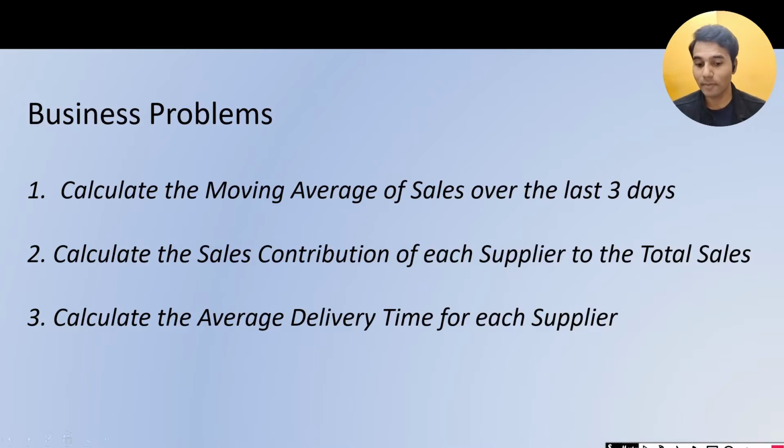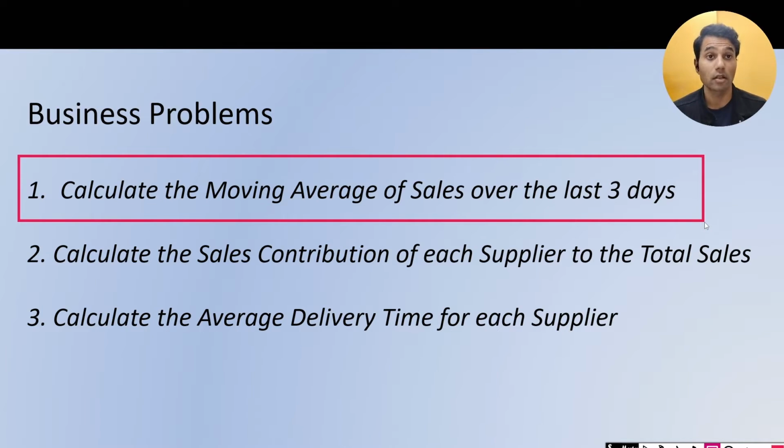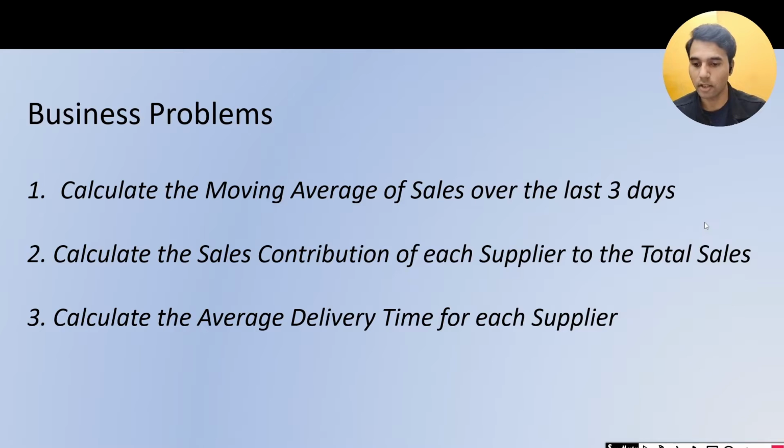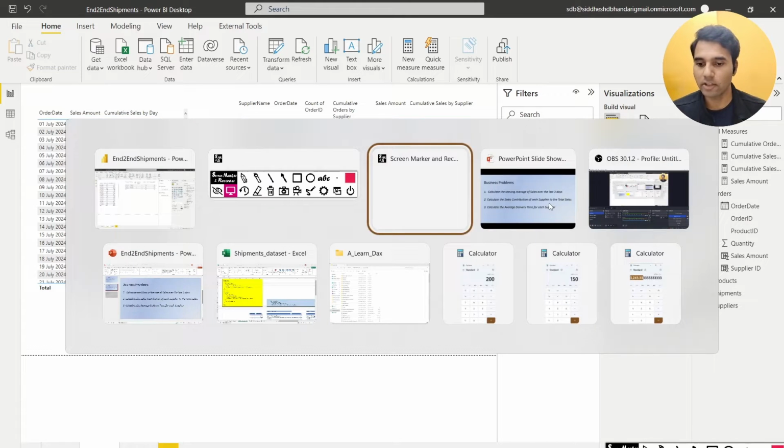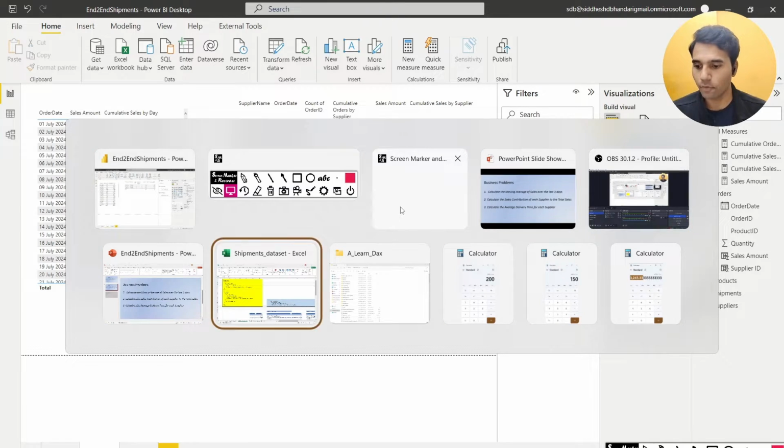So the first problem that we are going to solve is to calculate the moving average of sales that have occurred over the last 3 days. So what do I mean by that? So let's go to Excel and just try and understand simply what do we mean by a 3-day moving average.